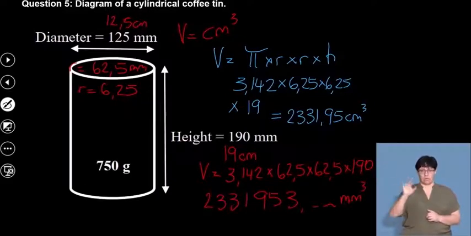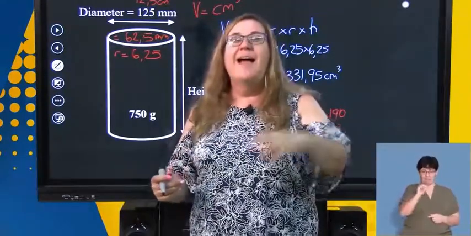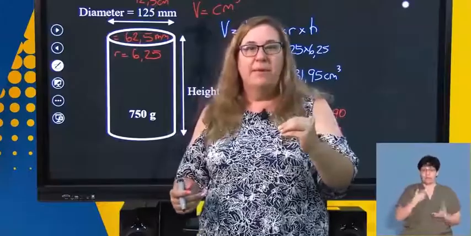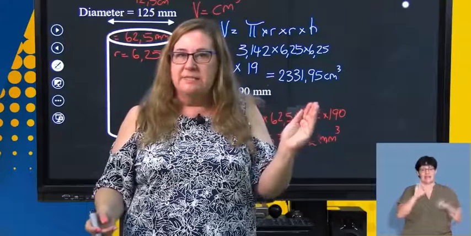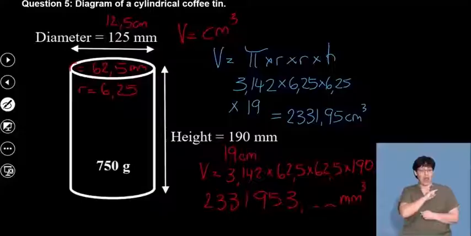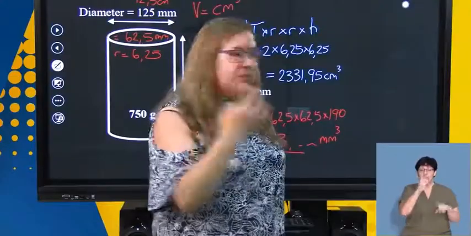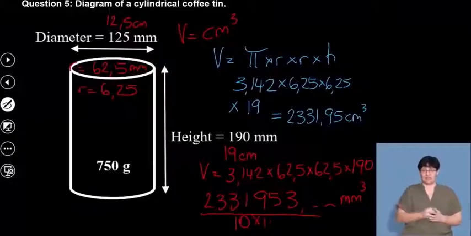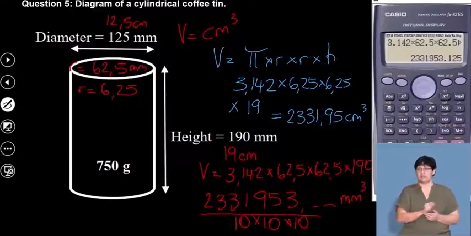Now I told you the difference is when I'm converting from millimeters cubed to centimeters cubed, I sometimes mess this up. My instinct is to just divide by 10 because I know there are 10 millimeters in a centimeter. But because it's cubed, I need to divide by 10 three times, so 10 times 10 times 10, or I'm actually dividing by 1,000. So let's go back to my calculator to show you that.